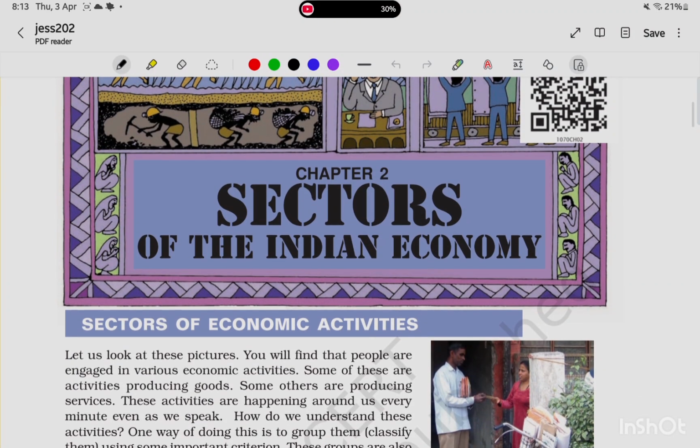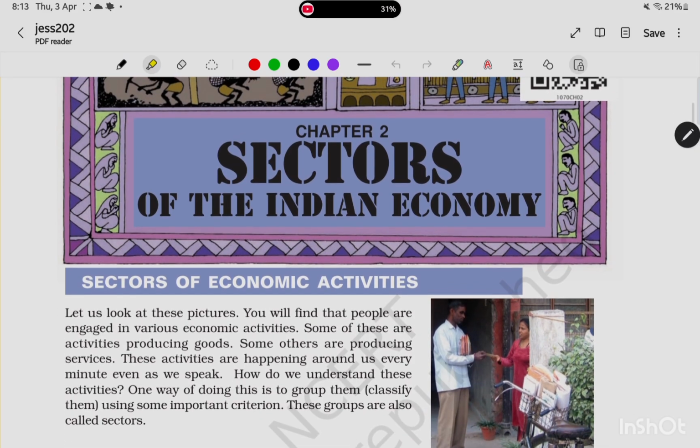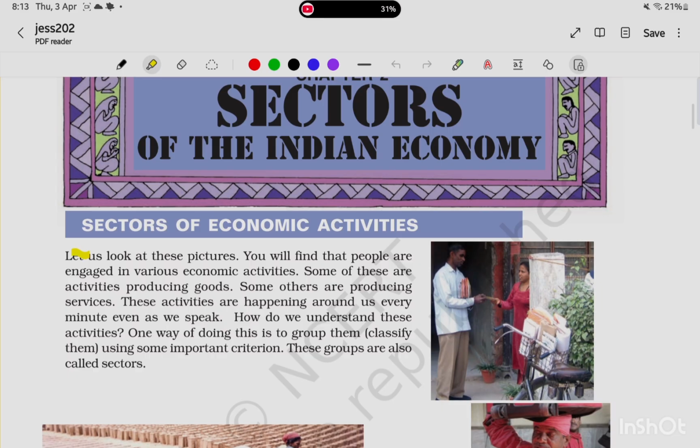So this is Economics Chapter 2 in Class 10th. Sectors of Indian economy. So sectors of economic activities.